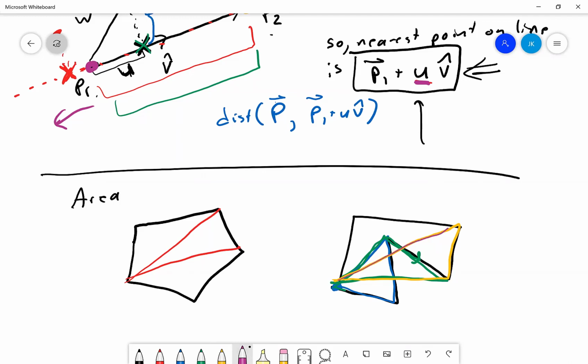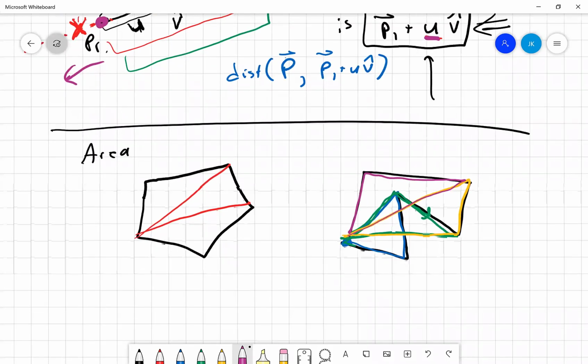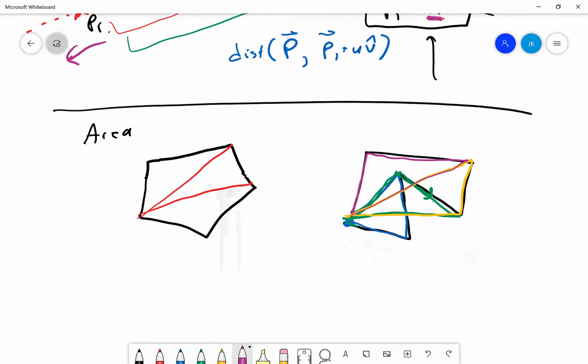And then the final one that I have is that magenta one. Now if I add up the blue and the yellow and the magenta and I take away the green, it all adds up correctly and I would get the area of that entire polygon. Okay, so the area of a polygon you can get just by adding up the stuff along the way.